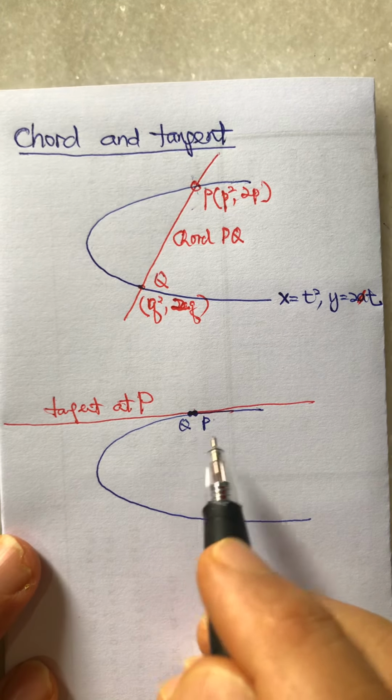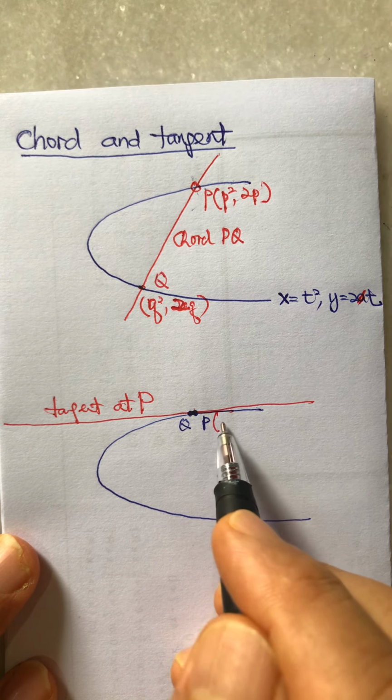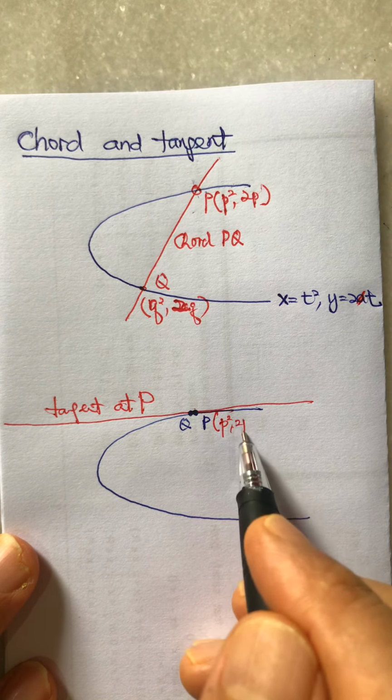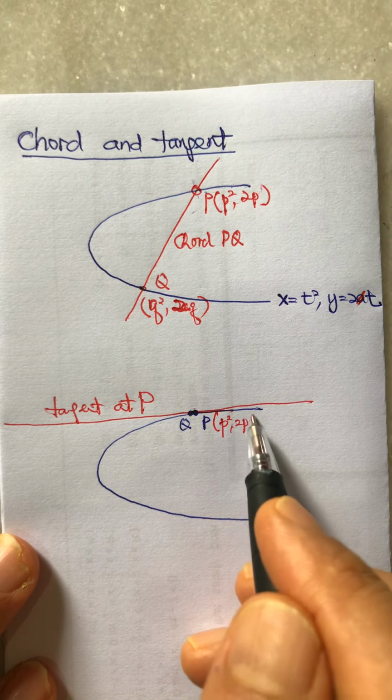That means at this point, P is still p square, 2p. And this point Q, because it has already come to here, is also p square, 2p. So same. That means you change the Q into P, therefore this is the tangent at P.